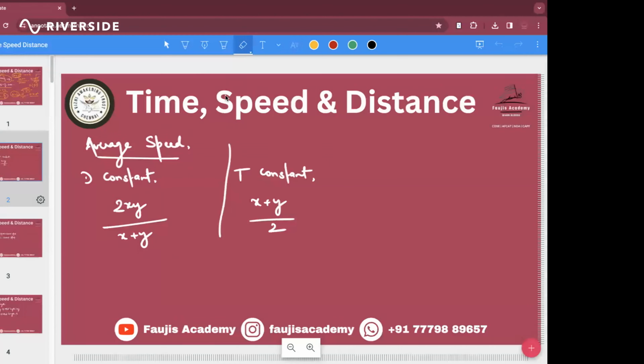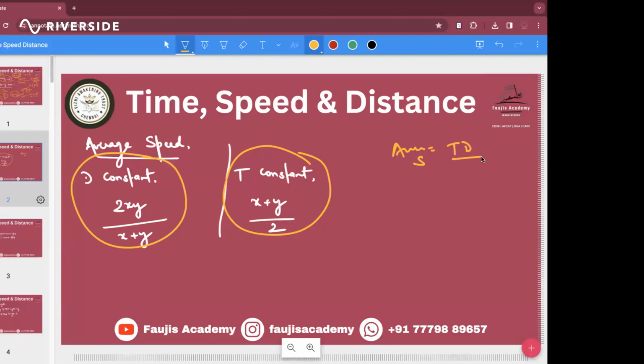Okay. So Harishri, this is the special case. If you don't want to understand or study this, just remember average speed is equal to total distance by total time. That's it. But I'll tell you this case as well. D constant. D constant means your distance is constant.